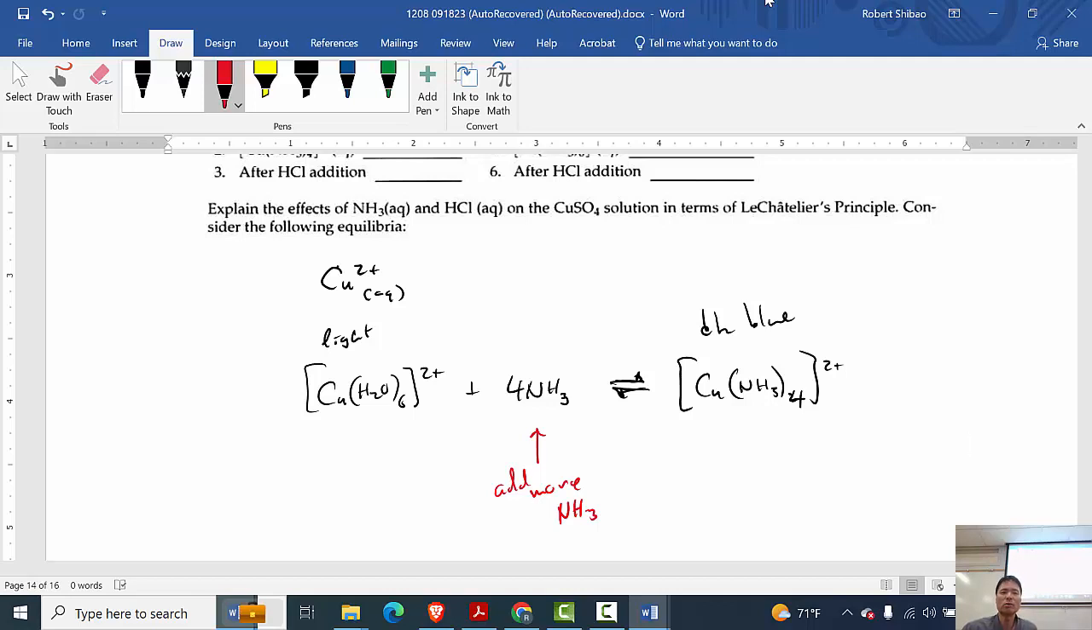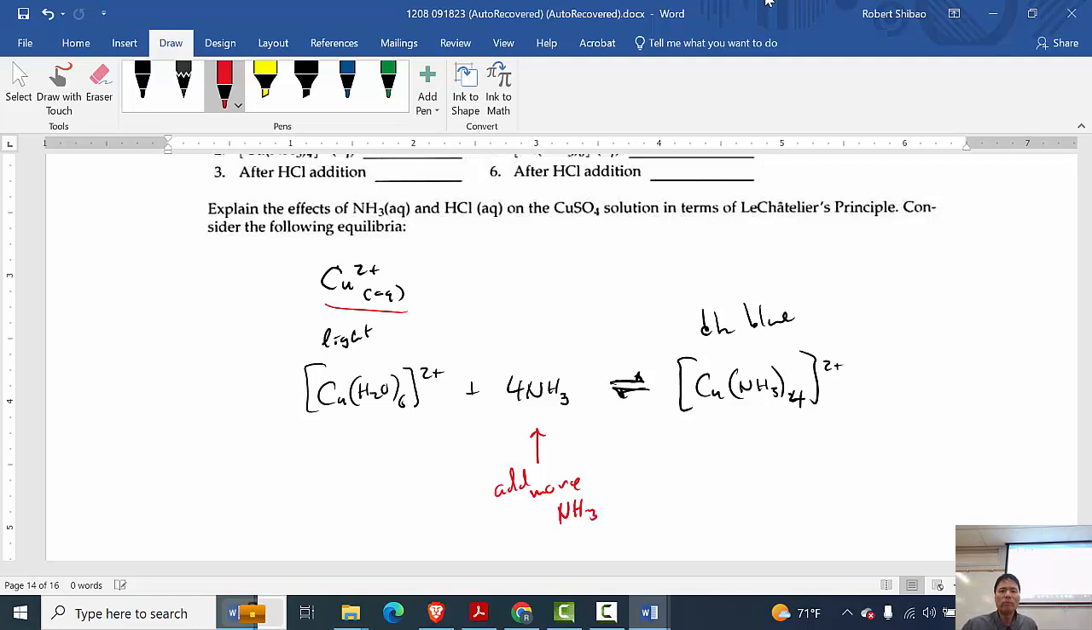Now what happened? It went from 6 coordinate to 4 coordinate. It really didn't. There are 2 waters still coordinated here, which we aren't showing. So oftentimes the waters aren't shown, like in this copper 2 plus aqueous. Where are the waters? Well, they're here, but sometimes we just don't show them. Okay, same thing over here.